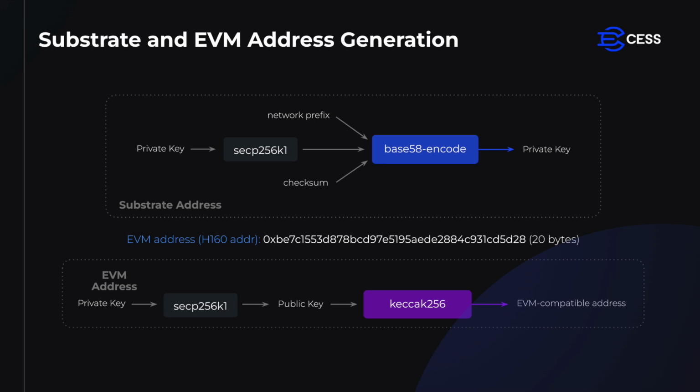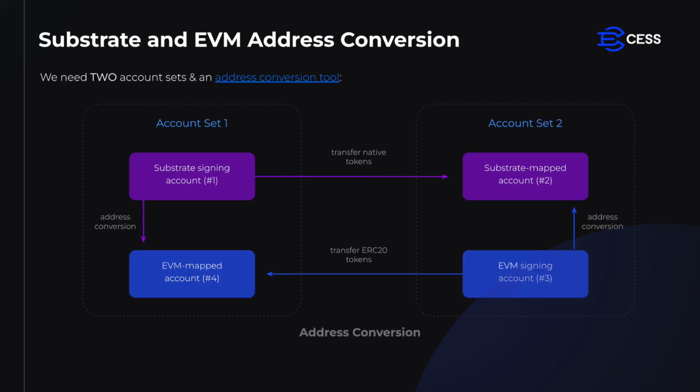On the other hand, the EVM address is also known as H160 format address, which is 20 bytes or 40 characters long. Similar to the Substrate process, the first step in generating the EVM address is to take the private key and pass it through the specific elliptic curve function SECP256K1. However, in the EVM process, the output of the algorithm is then passed into another hashing algorithm, KECCAK256. The final EVM address is derived from taking the last 20 bytes from the hash digest output of this function.